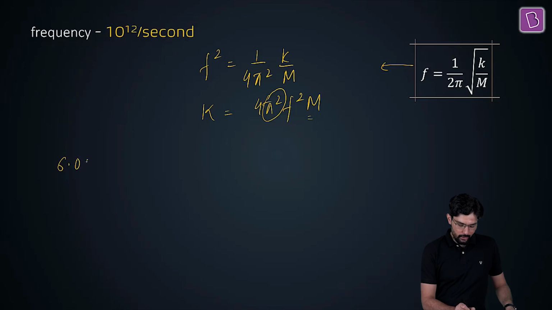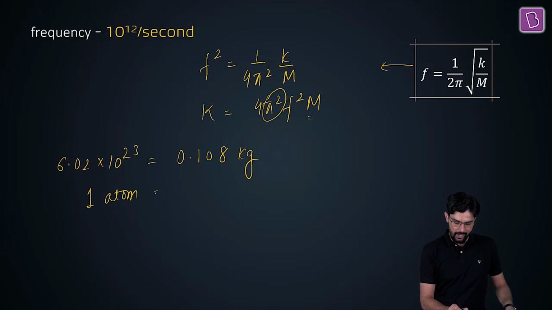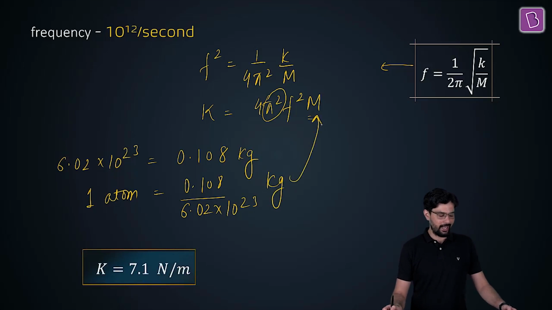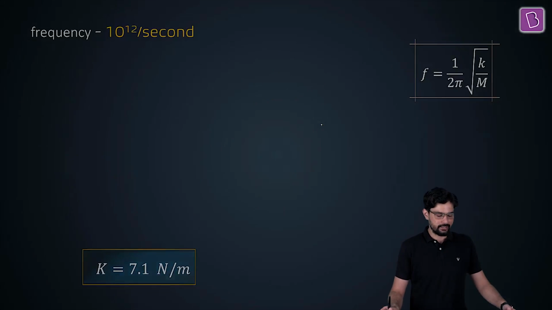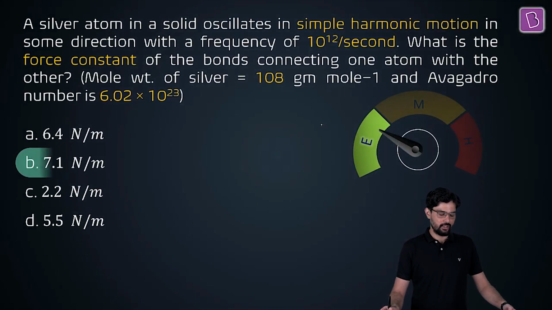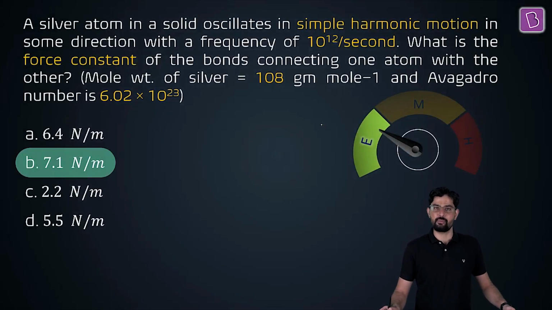So 6.02 into 10 raised to the power 23 silver atoms have the mass of 0.108 kg, right? This means that one silver atom will have the mass of 0.108 divided by 6.02 into 10 raised to the power 23 kg. And when you put it here and solve, you will get the value of K to be equal to 7.1 Newton per meter. And this is your final answer. So you can tick option B as the right option.